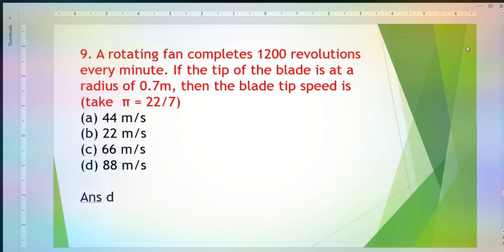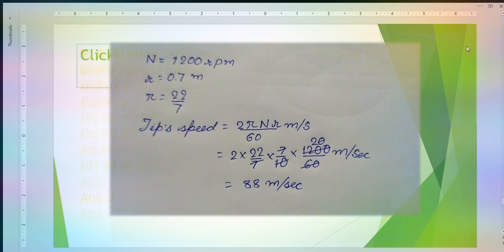Let us solve this numerical. Here RPM is given as 1200 RPM. Radius is given as 0.7 meter and the value of pi is given as 22 by 7. So the fan's blade tip speed will be equal to 2 pi n r divided by 60 meter per second. By solving this equation, we get the answer as 88 meter per second.